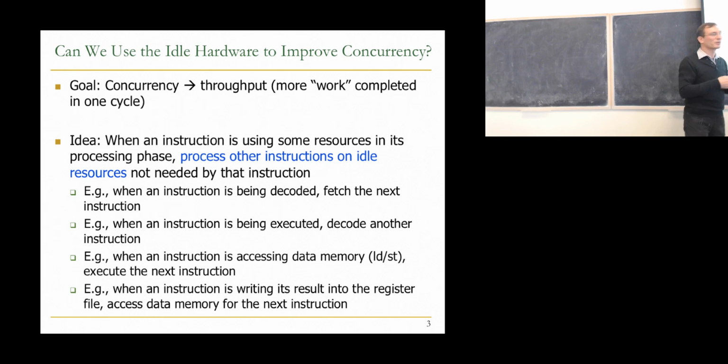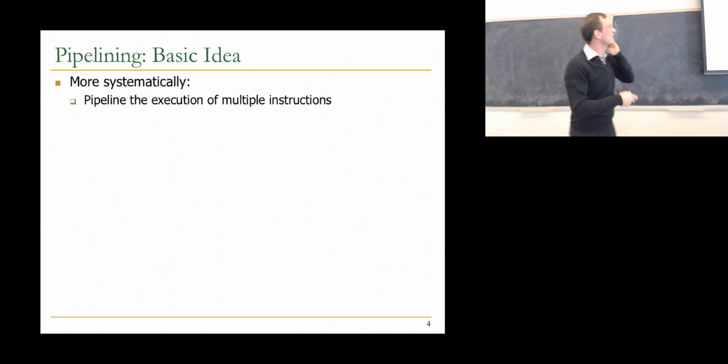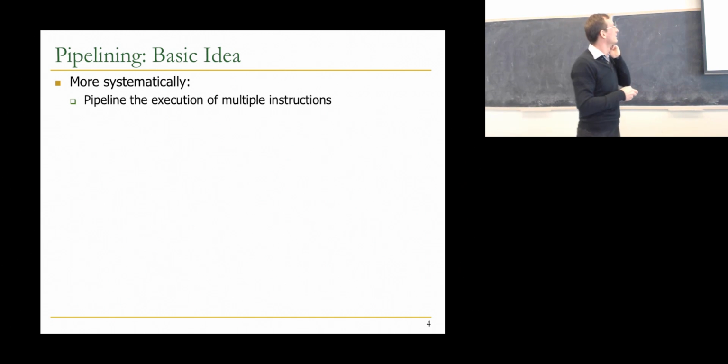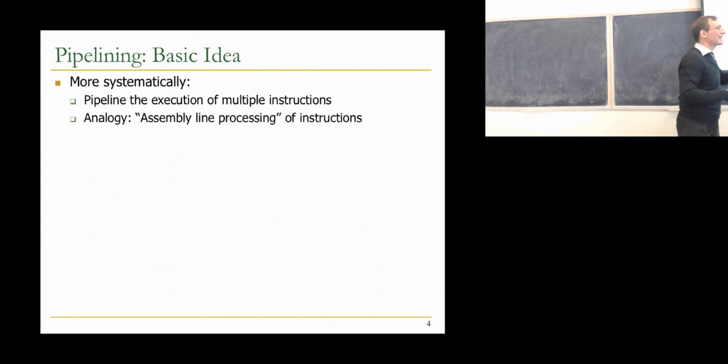And the goal is to improve concurrency. Okay, so the basic idea is very simple, basically. More systematically, pipeline the execution of multiple instructions. It's like assembly line processing of instructions. You know, assembly line processing in a factory? When a part of the car is assembled, some other part is being built toward the end of the factory, right? And these parts basically move through the pipeline such that eventually they form the car.